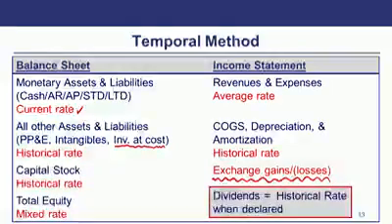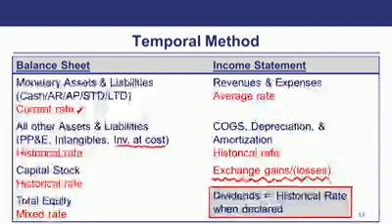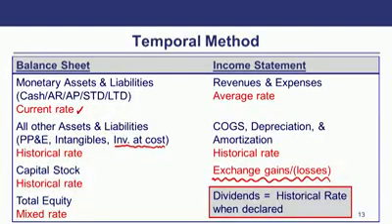Now, the only other thing we need to mention is dividends in a question. If you see dividends, then they are going to be converted at the historic rate when those dividends were proposed. And again, the examiner will tell you the exchange rate when the dividends were proposed.